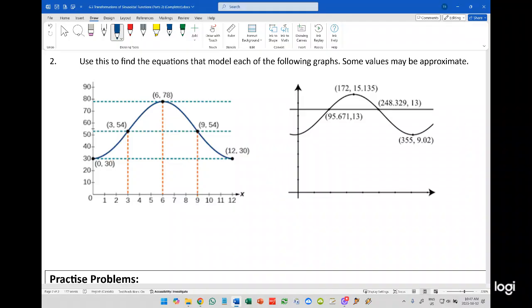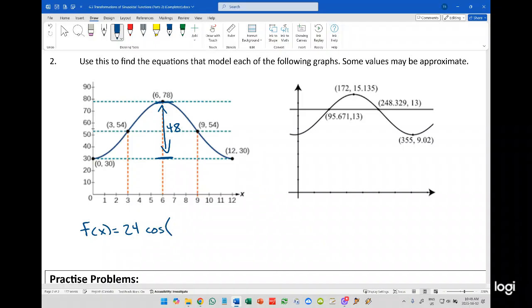Okay, so this one, I'm not going to do all the calculations. I'm not going to make a table. I'm just going to write down f at x equals and start writing down values I know. So the amplitude. Well, we're going from 30 to 78. That's 48 from top to bottom, and amplitude is half of that, so amplitude is going to be 24.